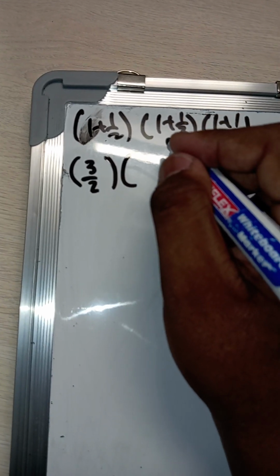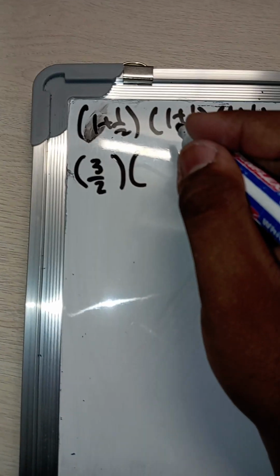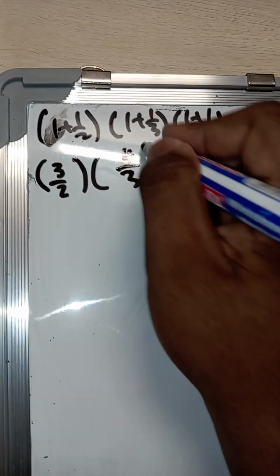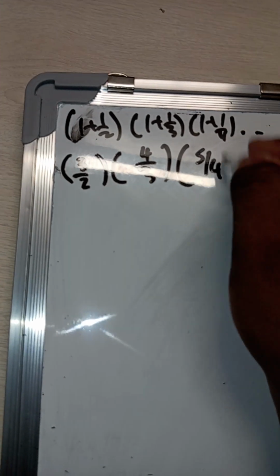1 plus a third, it is 1 plus 1 over 3, 3 plus 1, 4, 4 over 3. And then 1 plus 1 over 4, it has to be 5 over 4. It goes on and goes on and goes on.